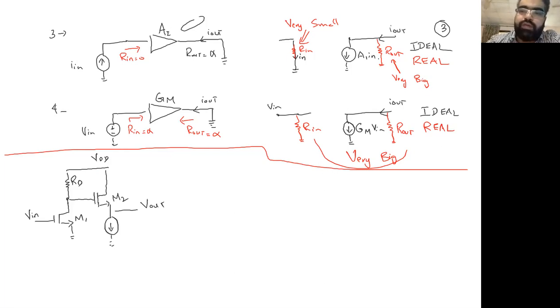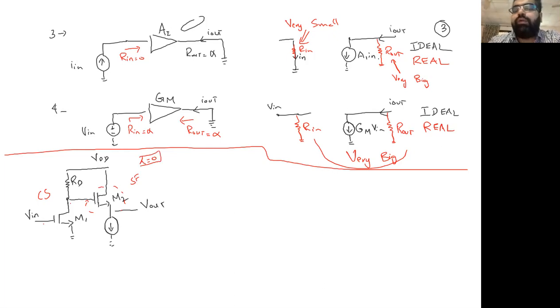So this M1, we are applying an input here. We're taking output here. So we know this is a common source, and we are applying an input on the gate, and we're taking an output at the source. So we know this is a source follower or common drain. Okay. So we now know M1 is a common source, M2 is a common drain, let's say, and lambda is equal to 0.